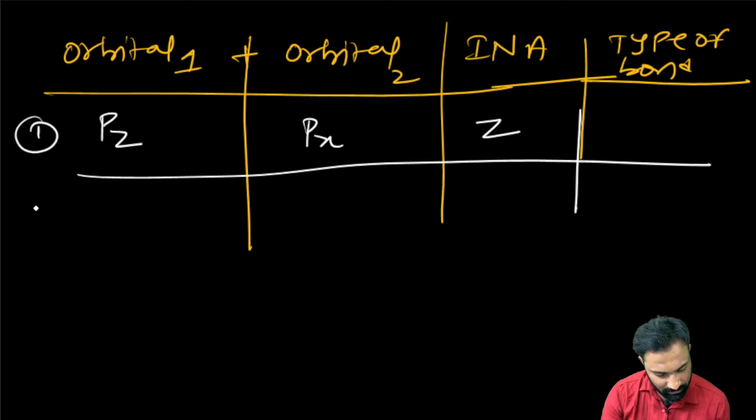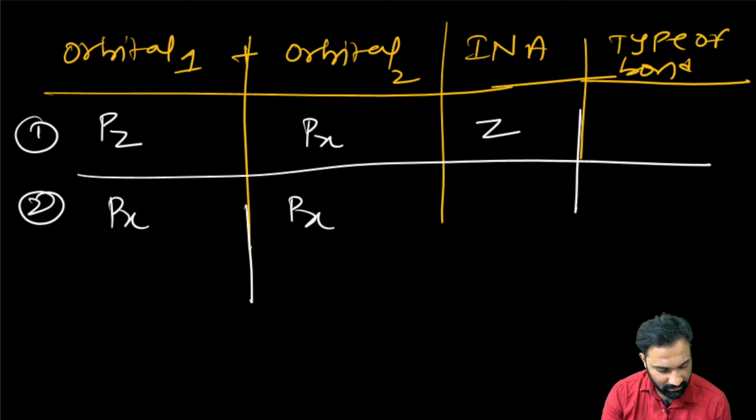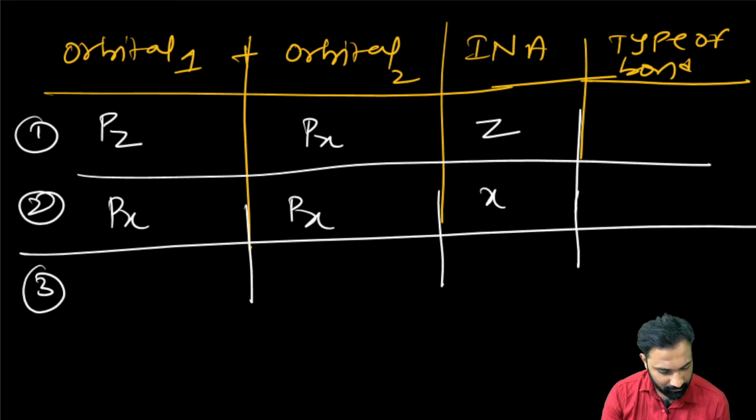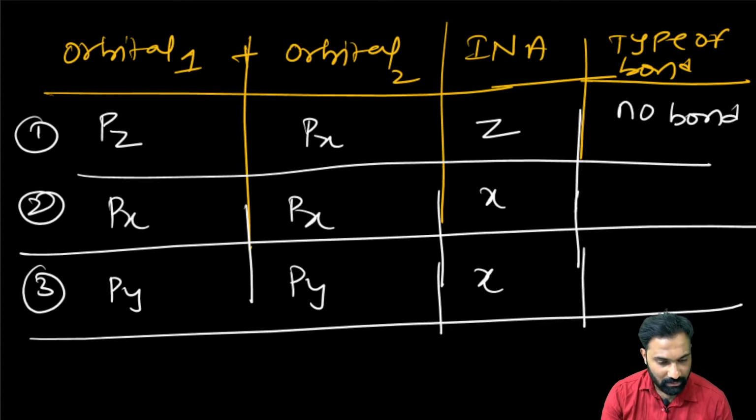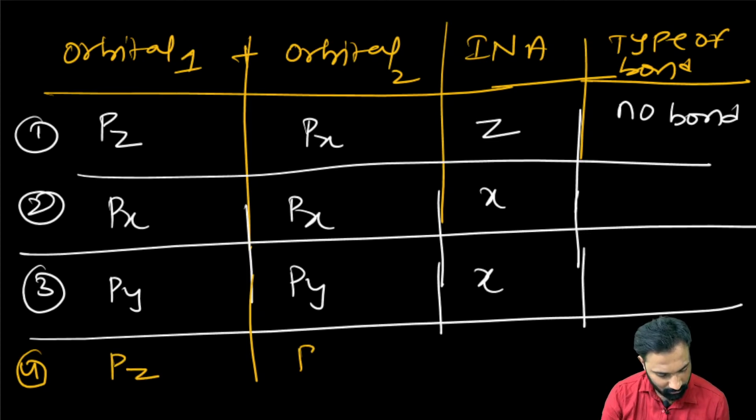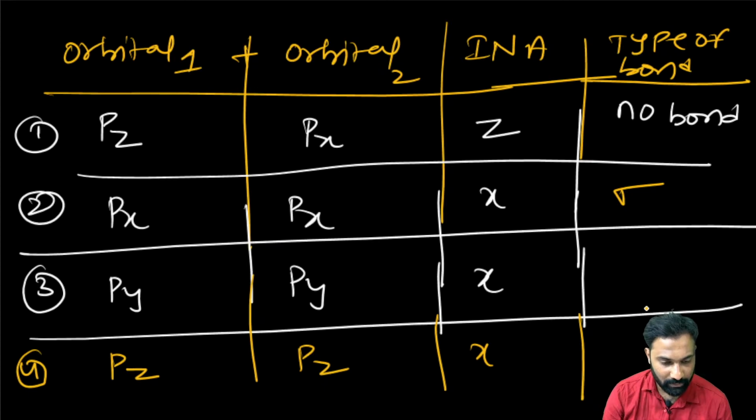This is the first. In the second one, px, internuclear axis x. Which type of bond will it form? Next, third, py, internuclear axis x. Which type of bond will it form? First one is no bond. Good. Second one is sigma bond. Good.